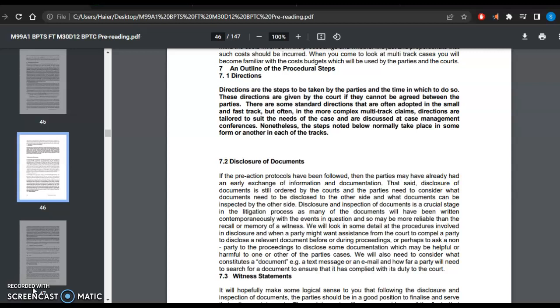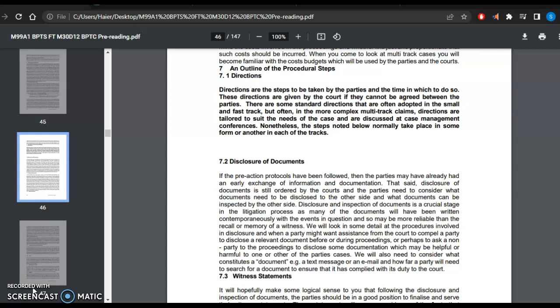The disclosure and the inspection of documents is a crucial stage in the litigation process, as many documents will have been written contemporaneously with the event in question. So documents are very important, because some of the documents are made just for litigation purposes, and so may be more reliable than the recall and memory of a witness. People may forget stuff, but documents are the stuff that remains the same over a period of time.